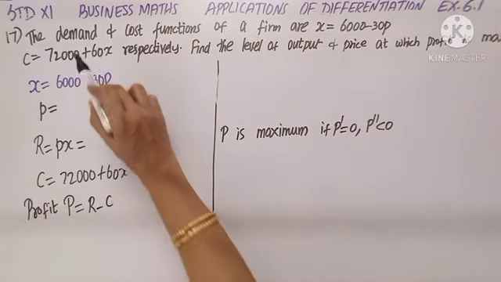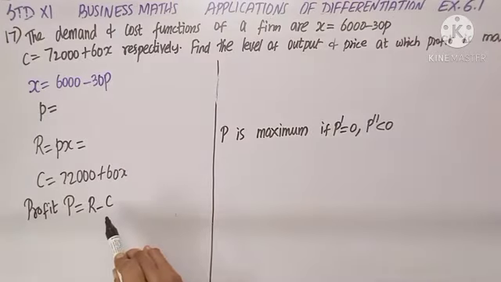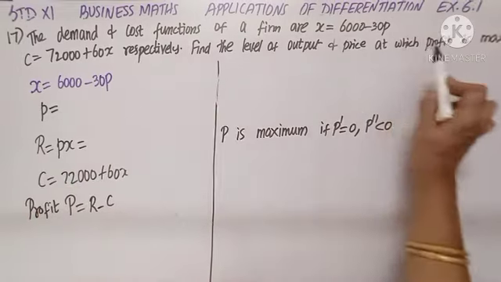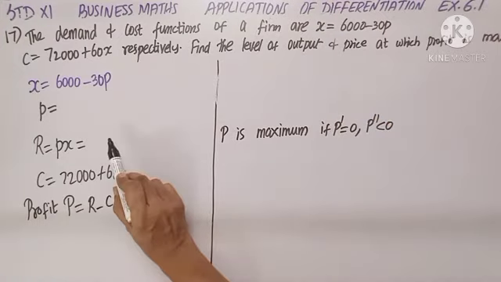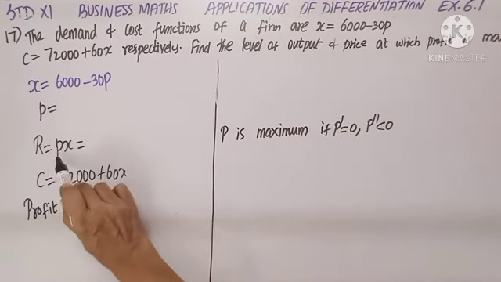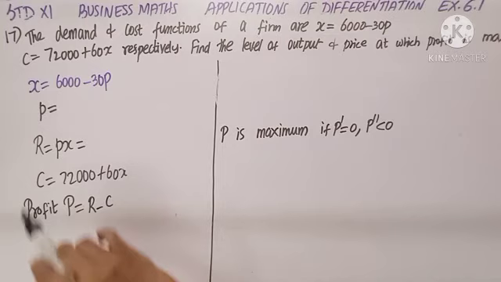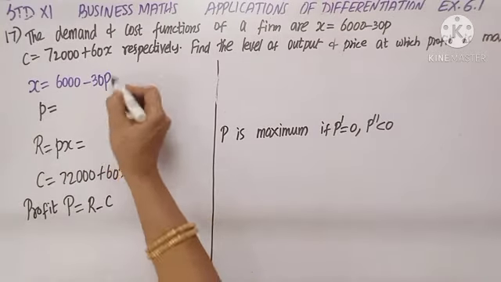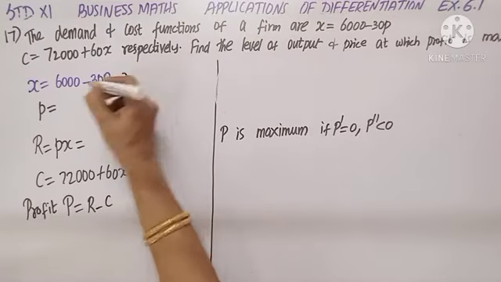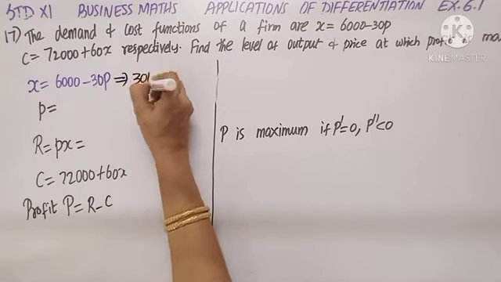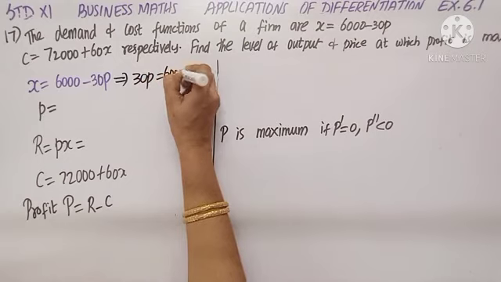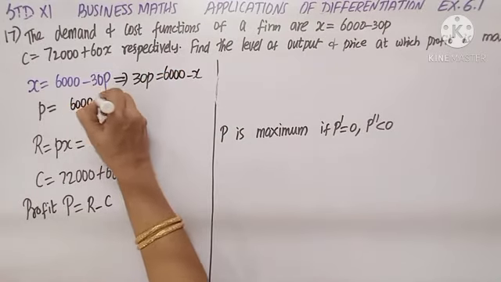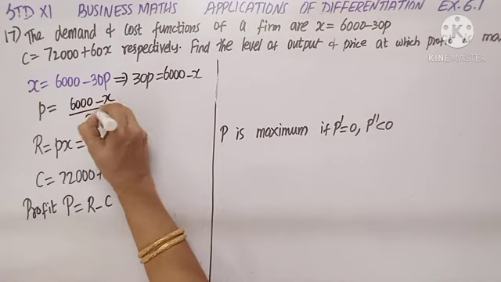C is given directly in the question. How are we to find R? R is not mentioned, but I know R equals P into x. So what is P? Find out from here. Rearranging the equation, bring 30p to the left, x to the right. What is P? 6000 minus x by 30.